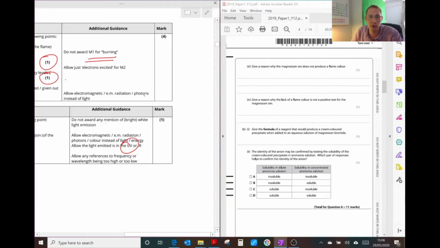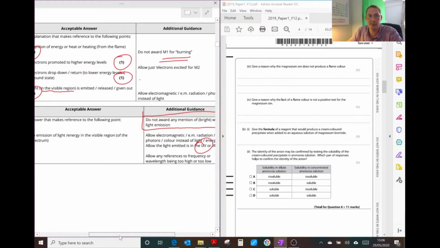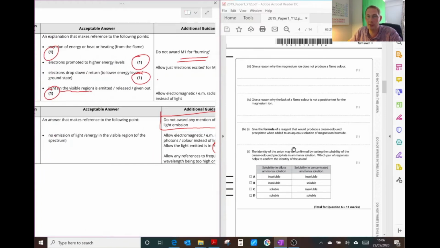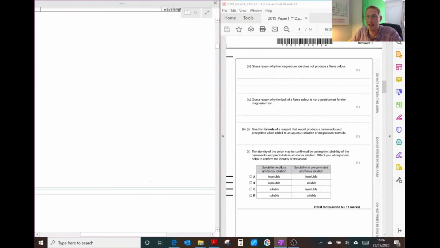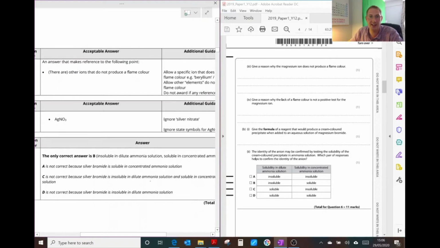But don't award any mention of bright white, okay? That's when we burn the magnesium and we get that bright white flame, but that's not a flame test, so don't confuse those. Why is the lack of a flame colour not a positive test? Other ions don't produce a flame colour, for example beryllium, which is the one that many of you got.